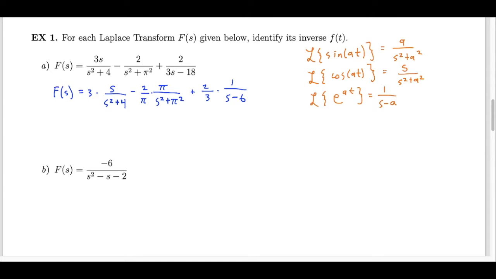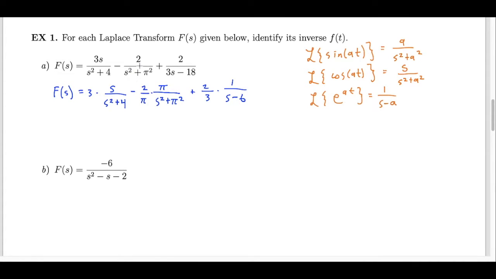So here I just did some minor modifications to my capital F to make its structure more directly align with these structures here. For example, I have 3s in this numerator. I can clearly bring the 3 out front as a coefficient. And now this fraction, s over s squared plus 4, is exactly the transform of cosine of, in this case, 2t. So I've just done a small modification, and I'll be able to very directly identify that this transform came from cosine of 2t.